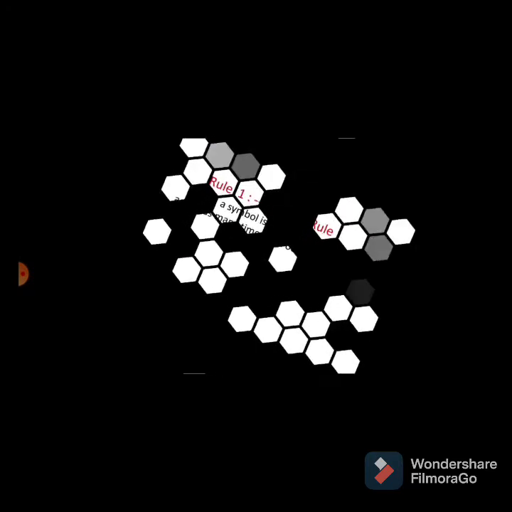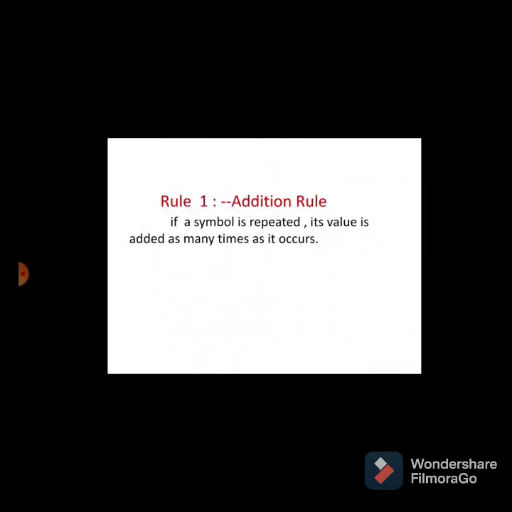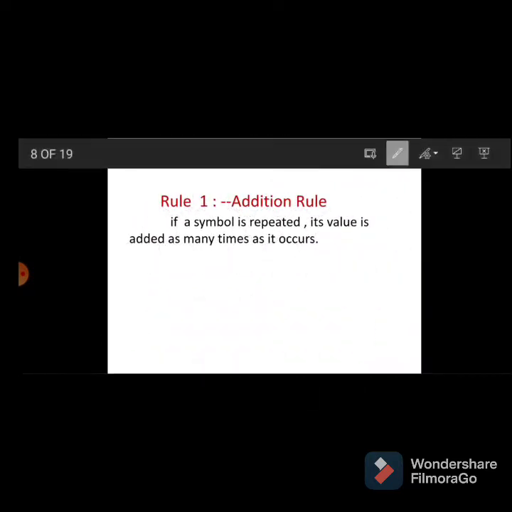Then see, the first rule to write Roman numerals. Means how to write Roman numerals, we have to follow some rules. The first rule is the addition rule. What is the meaning of this rule? If a symbol is repeated, its value is added as many times as it occurs. I will explain with examples, then you will understand better.